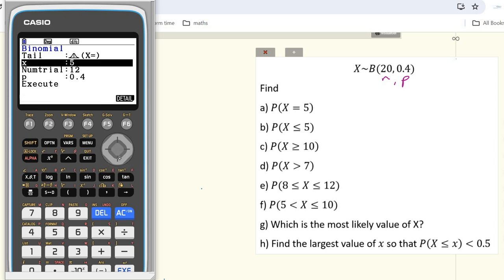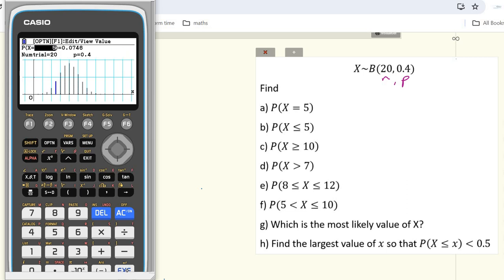We want it to be X equals 5, so X is 5, that's good. The number of trials is 20, so we put those on, and the chance of success is 0.4, which is already on there. Then we just press execute, and it draws the distribution for us. We can see that the probability is 0.746.